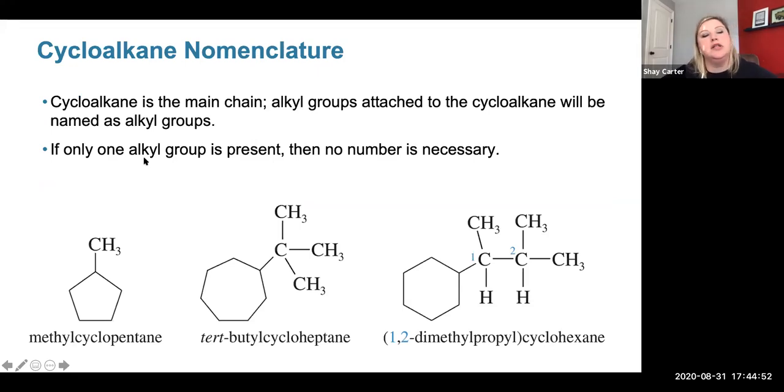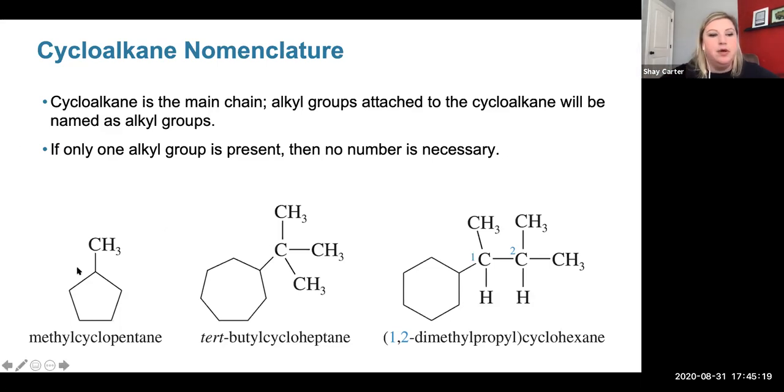Okay, so let's talk about how we name these, how we name cycloalkanes. It's very, very similar to naming straight chain alkanes. The cycloalkane is the main chain, and the cycloalkyl groups attached to the cycloalkane will be named as alkyl groups, okay? If only one alkyl group is present, then no number is necessary. So if we only have one there, we're not going to use a number.